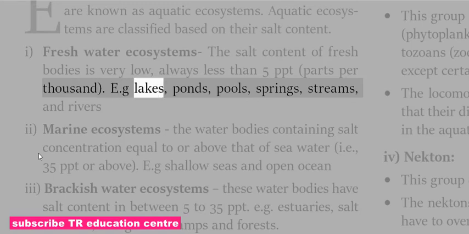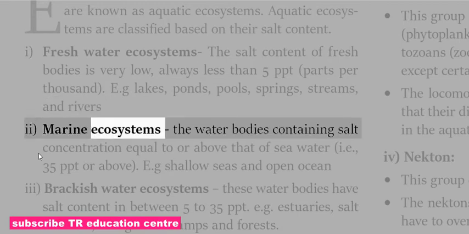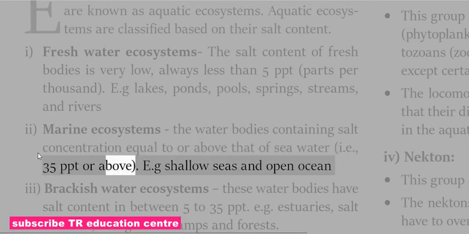E.g. lakes, ponds, pools, springs, streams, and rivers. 2. Marine ecosystems. The water bodies containing salt concentration equal to or above that of seawater, i.e., 35 ppt or above. E.g. shallow seas and open ocean.